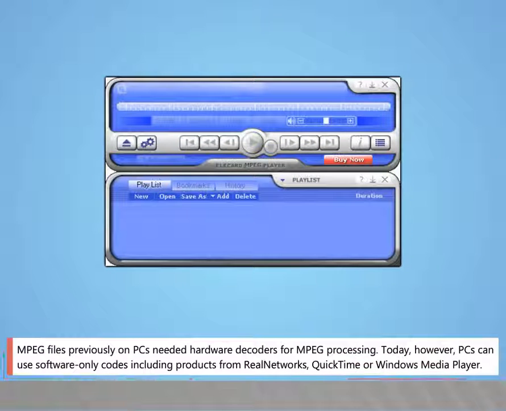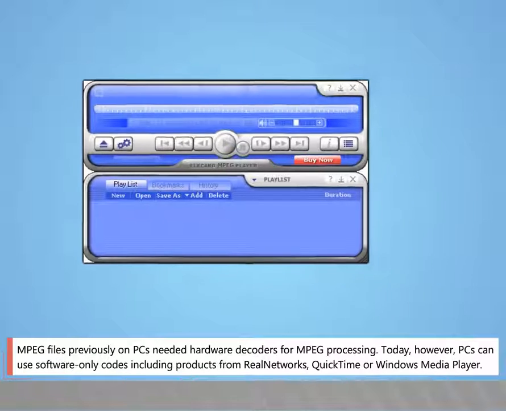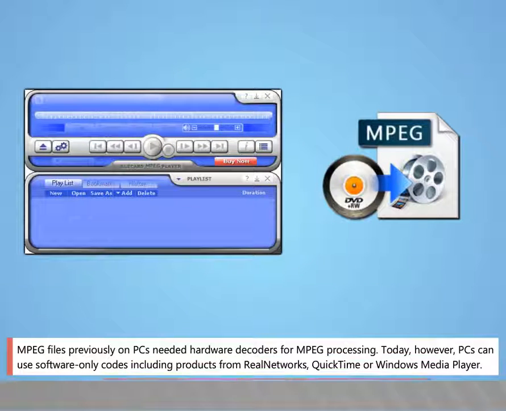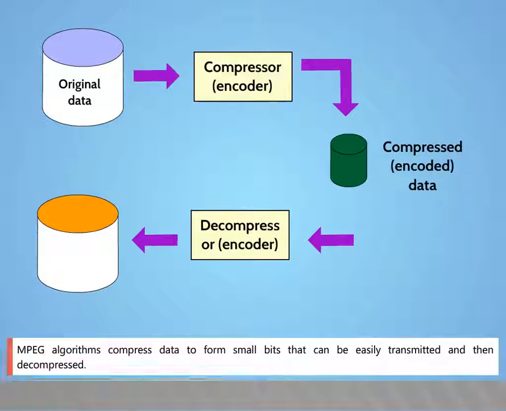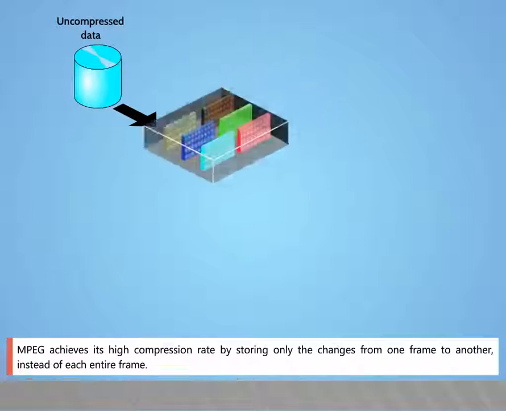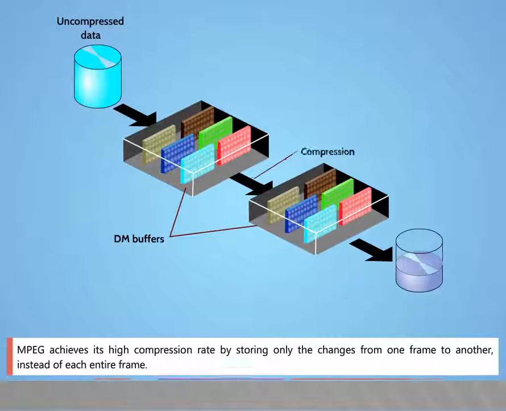MPEG files previously on PCs needed hardware decoders for MPEG processing. Today, however, PCs can use software-only codecs including products from Real Networks, QuickTime, or Windows Media Player. MPEG algorithms compress data to form small bits that can be easily transmitted and then decompressed. MPEG achieves its high compression rate by storing only the changes from one frame to another instead of each entire frame.